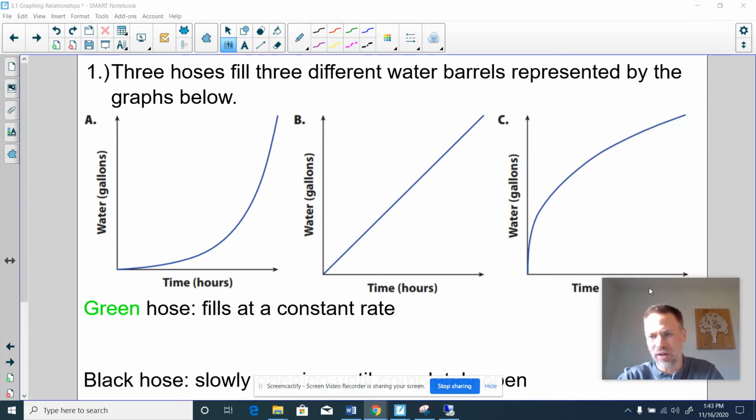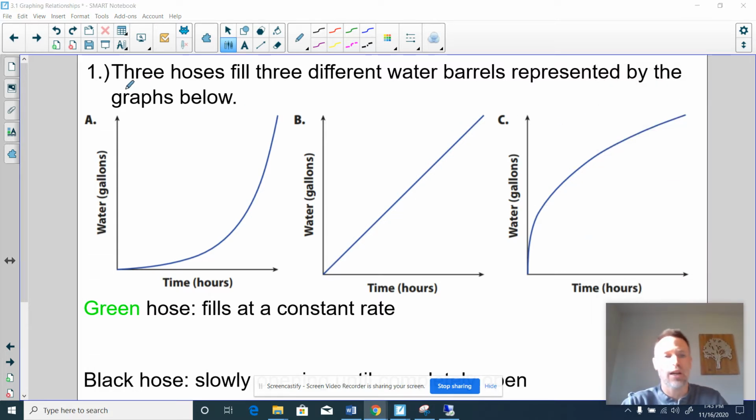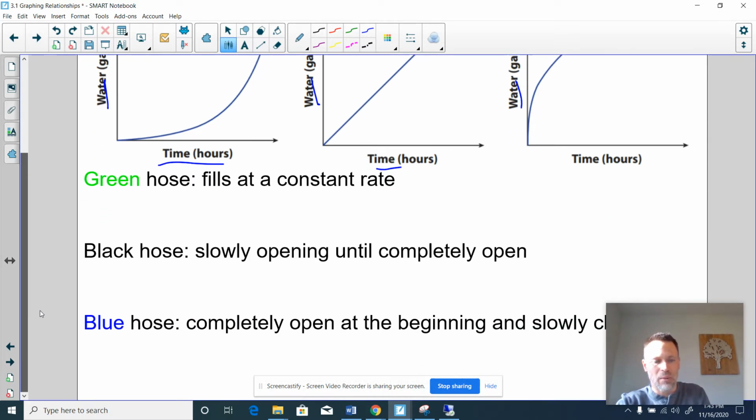Here are some more examples of how to read a graph. We have a scenario here that is graphed in 3 different ways. The three hoses fill 3 different water barrels represented by the graphs. We have water in gallons on each y axis, and we have time on the x. So over time, this is the water level being measured. What we want to do is match these.